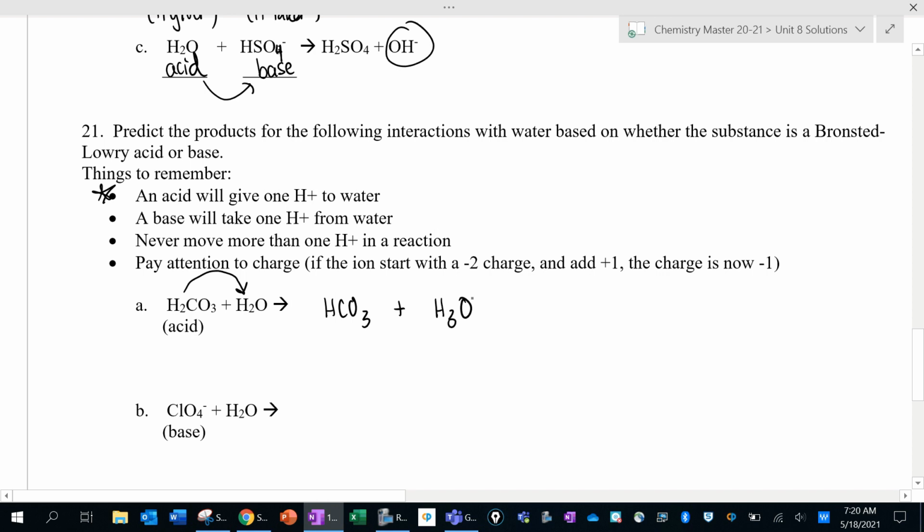And then we want to pay attention to charge. This hydrogen has a +1 charge. So if I gain a hydrogen, I become more positive. If I lose a hydrogen, so I started out neutral, I lost a hydrogen, now I'm negative here.